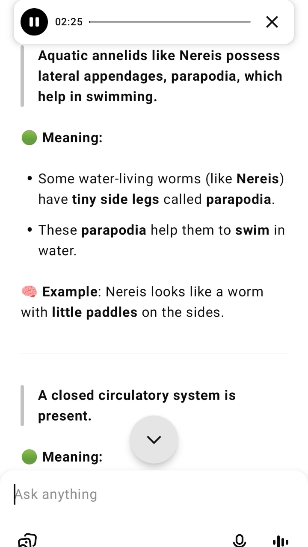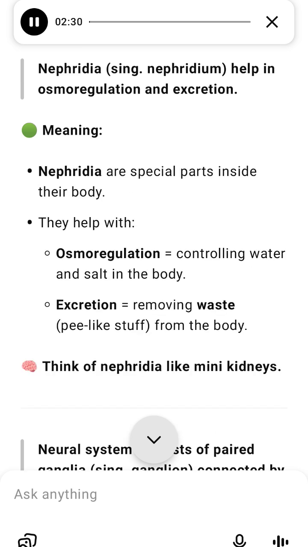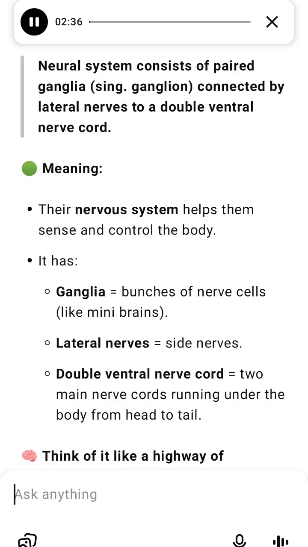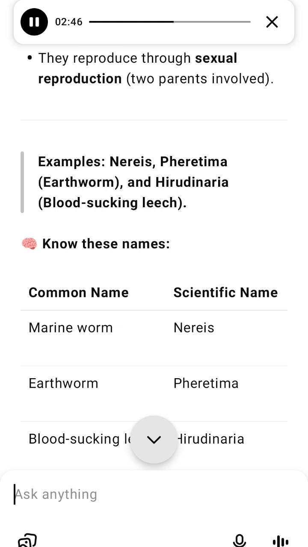8. Extra features for swimming. Some aquatic annelids like Nereis have parapodia. These are side flaps or leg-like structures that help them swim. Think of them like tiny paddles on the sides of their body. 9. Circulatory system. Annelids have a closed circulatory system. This means their blood moves inside blood vessels, just like in humans. It is not free-floating in the body.